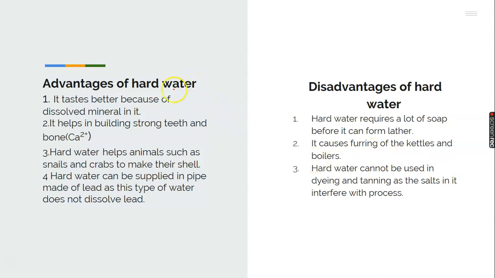So, all about the advantages of hard water, you can always find them here. You have the advantages and disadvantages. It's quite explanatory for you to read and understand.